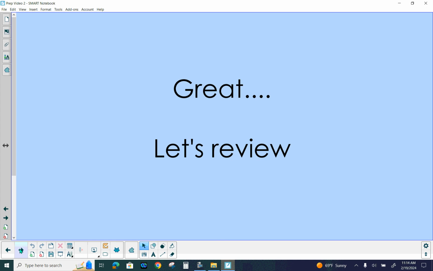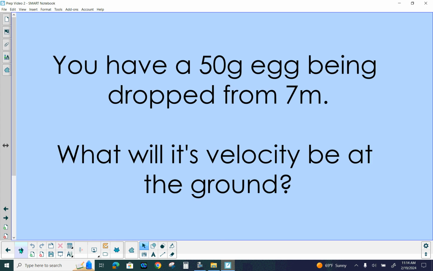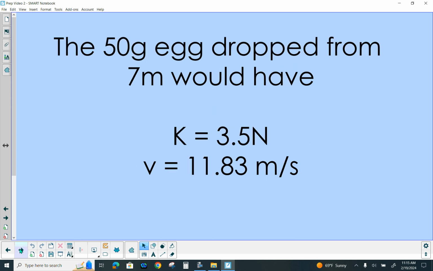Let's review. If you have a 50-gram egg and it's being dropped from 7 meters, what will the velocity be as it hits the ground? The 50-gram egg dropped from 7 meters would have a kinetic energy of 3.5 newtons and therefore a velocity of 11.83 meters per second.